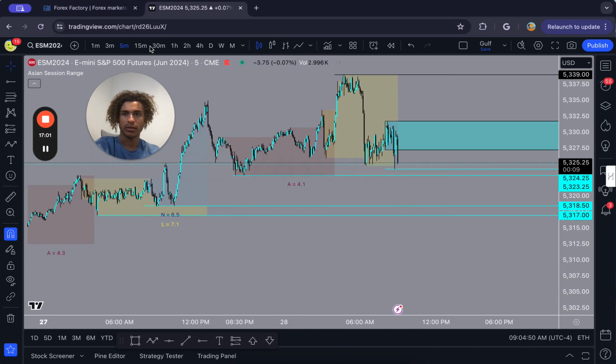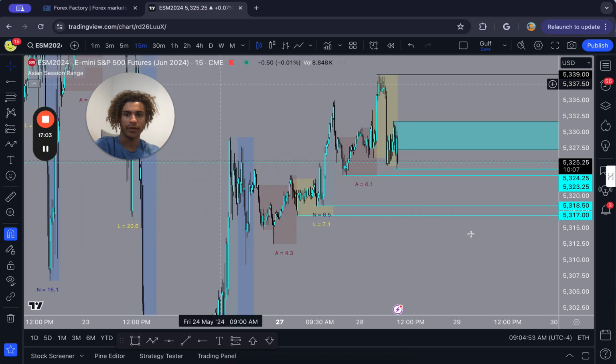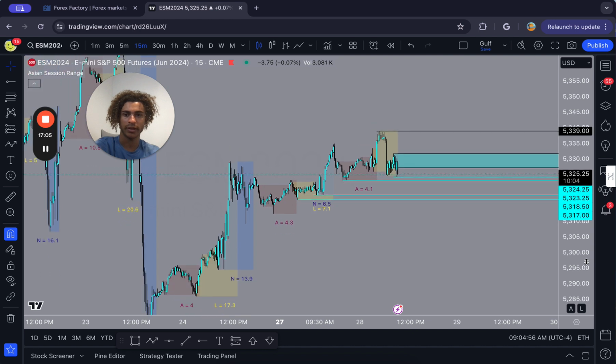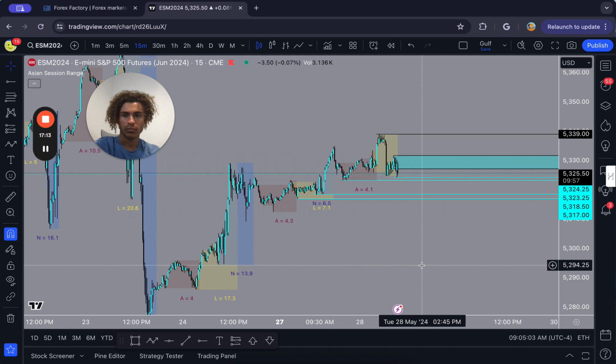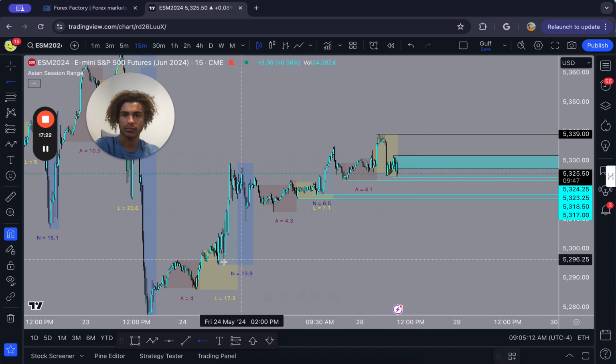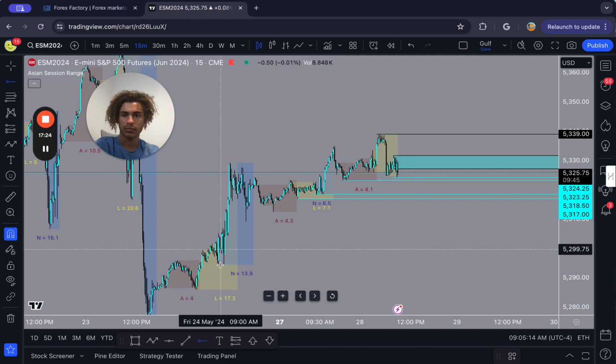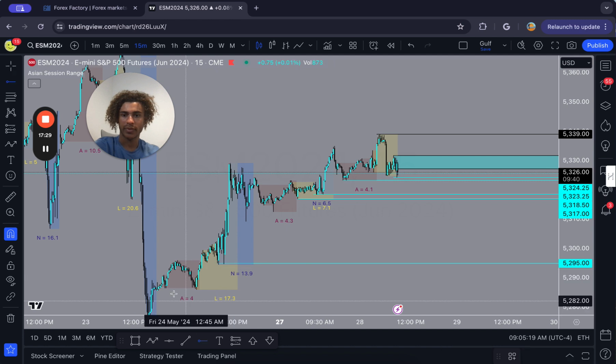And we could probably come down and target... I'm trying to find a nice level for us to target because there's a pretty big gap. 5294. I like this low for us to target, and the one below it. I'll show you why in a second. This is a very strong low. It was a low of two sessions, a low of Asia session and London session.